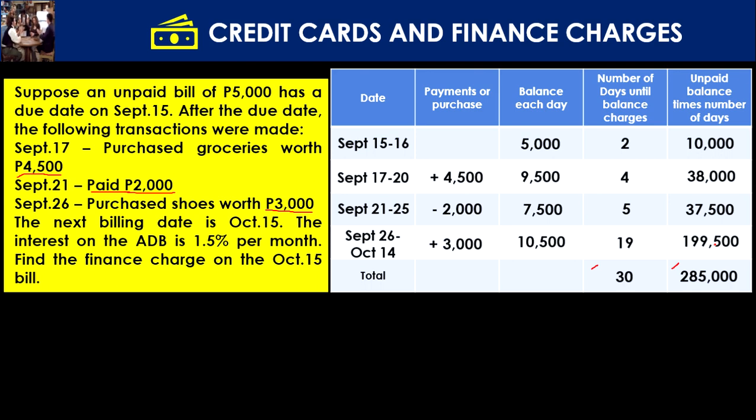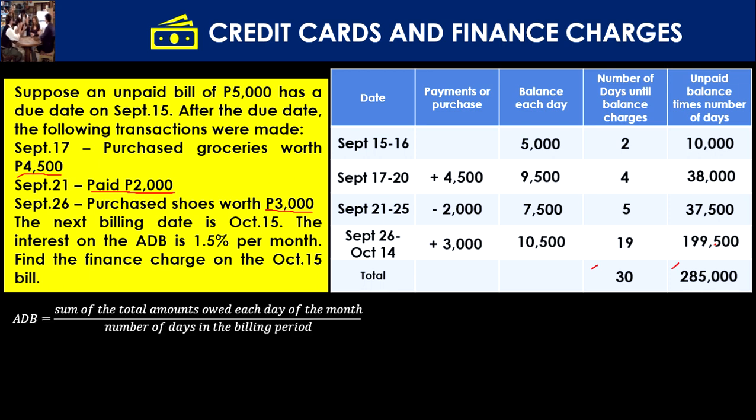Now, let's compute the average daily balance. We have the sum, which is 285,000, and the number of days, which is 30. So 285,000 divided by 30, and the answer to that is 9,500.